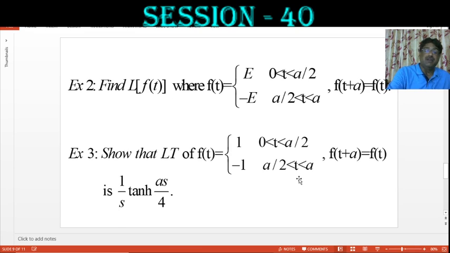Now in the similar way, try to solve these two examples here. Here in the second example, it is a periodic function with the period a. The third example is also a periodic function with a period pi.